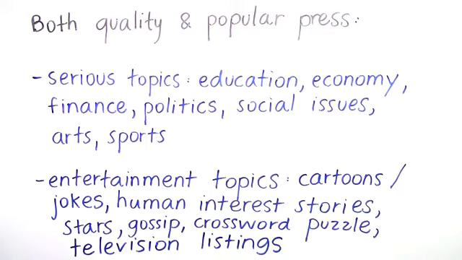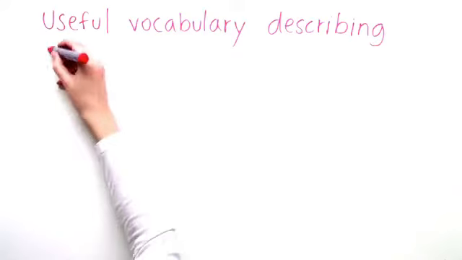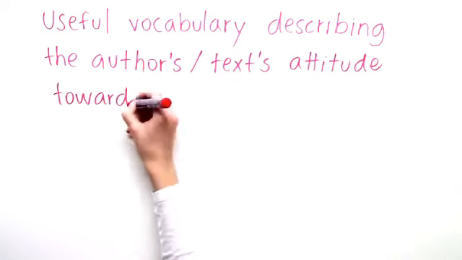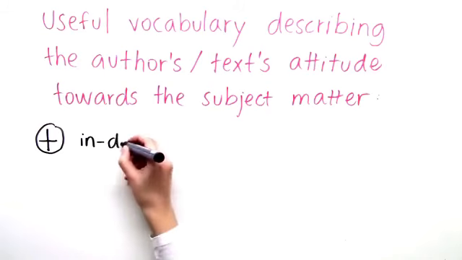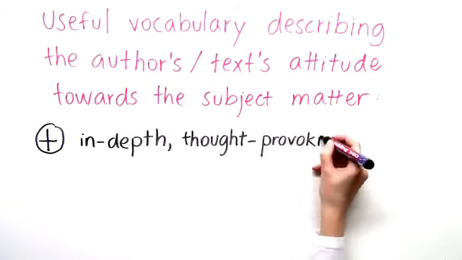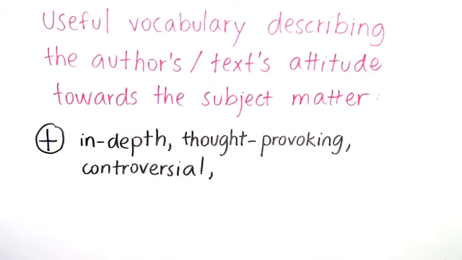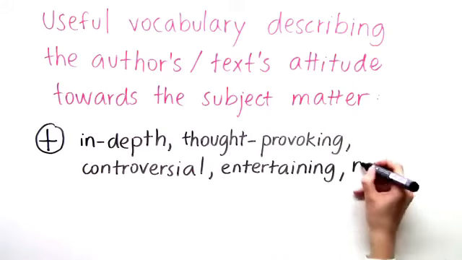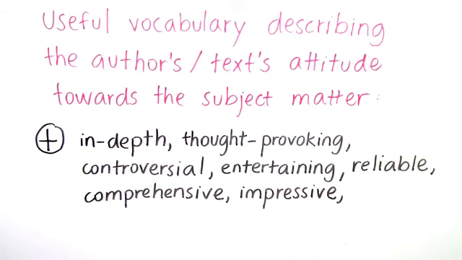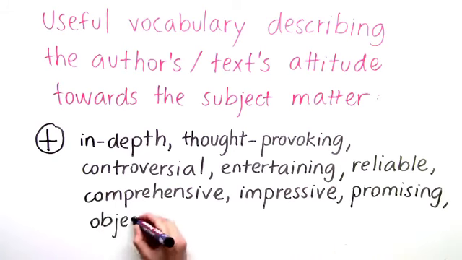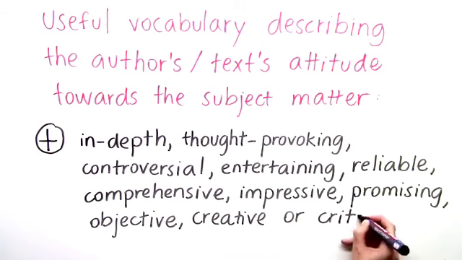Okay, and one last thing before you go. If you're asked to describe the author's or the text's attitude towards the topic, there are some words that you should know. In a positive way, we could mention words such as in-depth, thought-provoking, controversial, entertaining, reliable, comprehensive, impressive, promising, objective, creative, or critical.